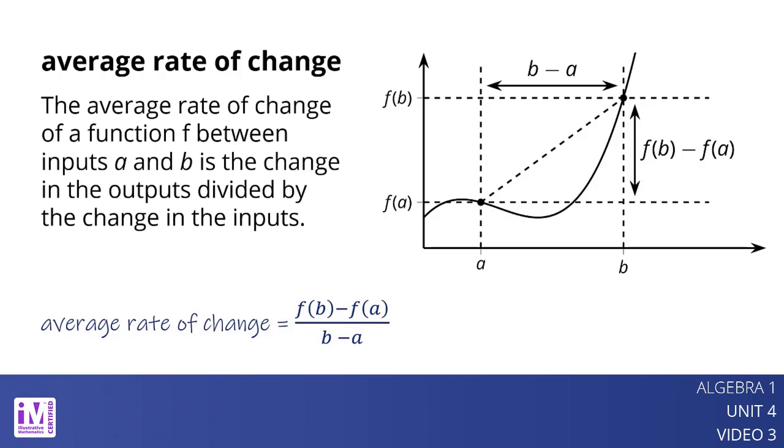The average rate of change of a function f between inputs a and b is the change in the outputs divided by the change in the inputs. It is the slope of the line joining (a, f(a)) and (b, f(b)) on the graph.